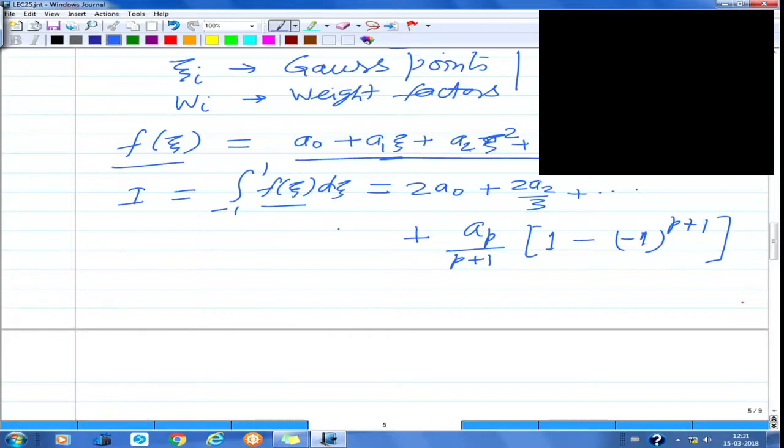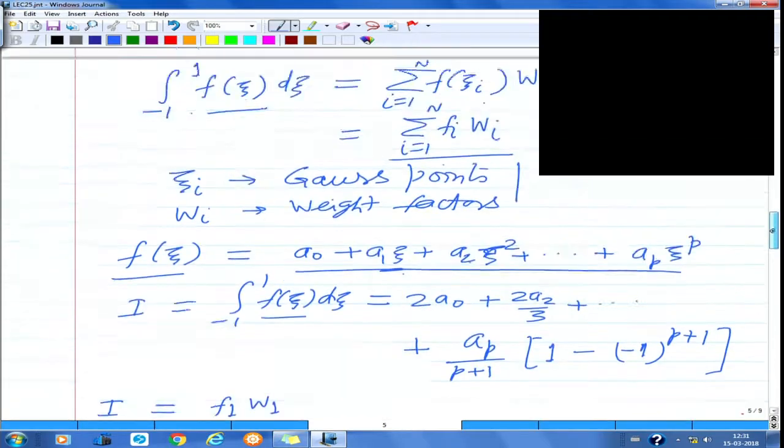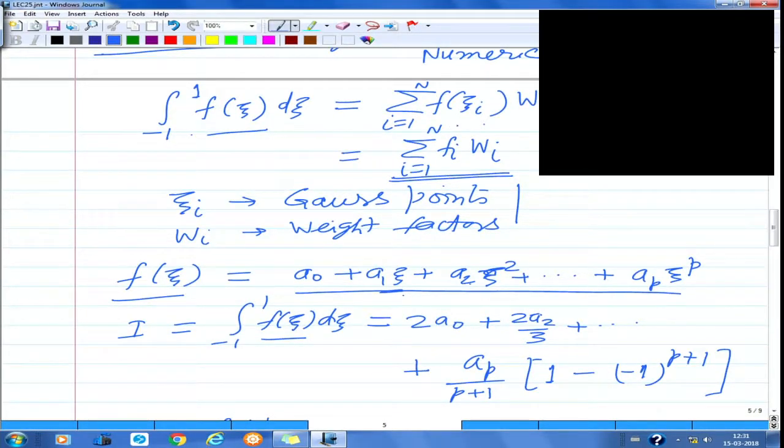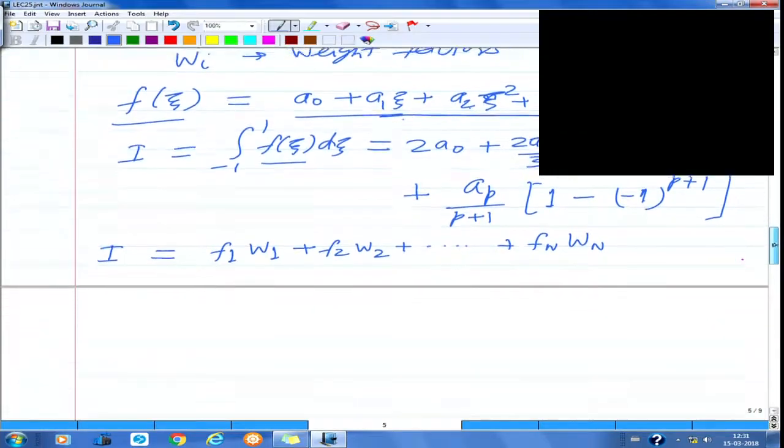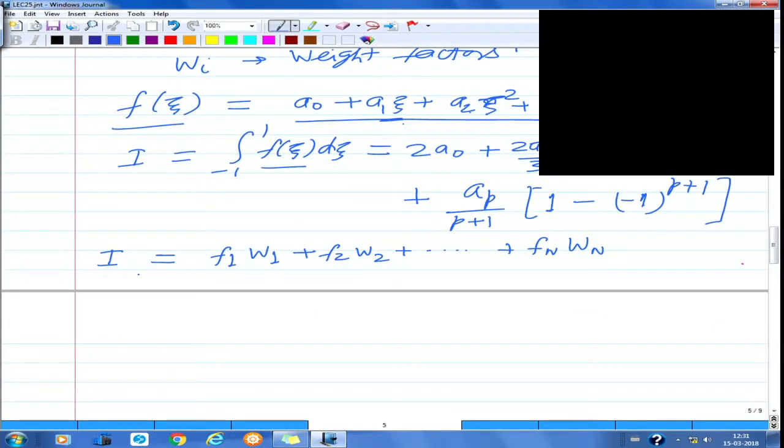Now this is, after approximation, the explicit integration of f xi. The other way, through Gauss quadrature numerical integration, if we are using n number of points, we write this as the summation of fi wi using n points. So this is f1 w1 plus f2 w2 and so on, plus fn wn. That is, n number of points are used here through the numerical integration. This is how the formula for the evaluation of this integral I would look.